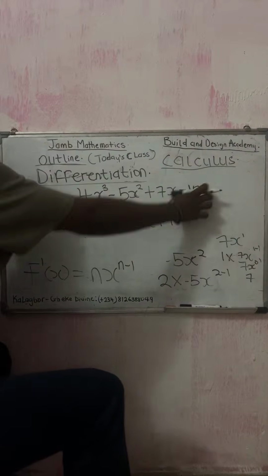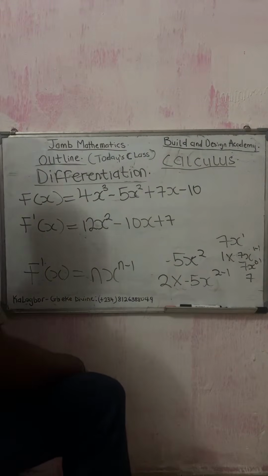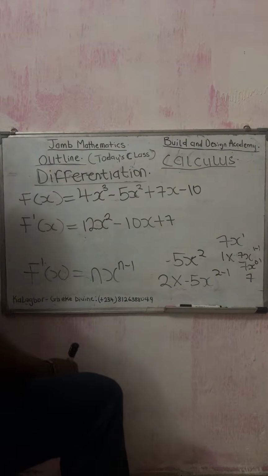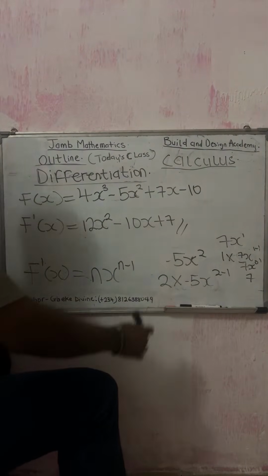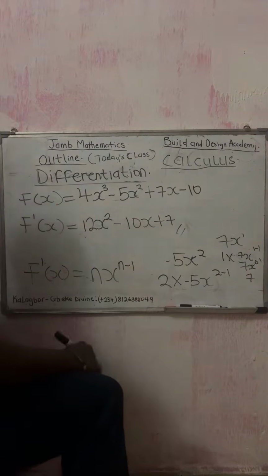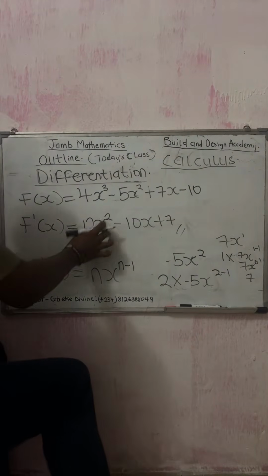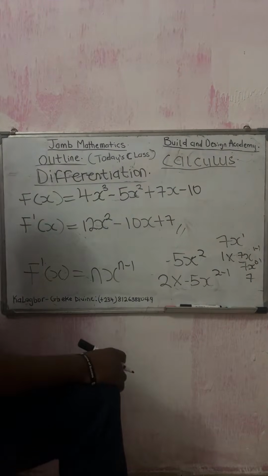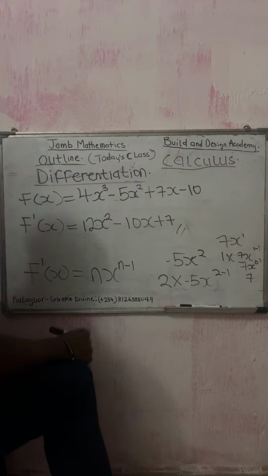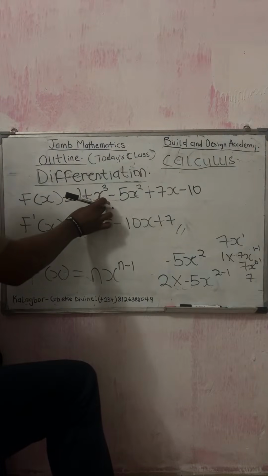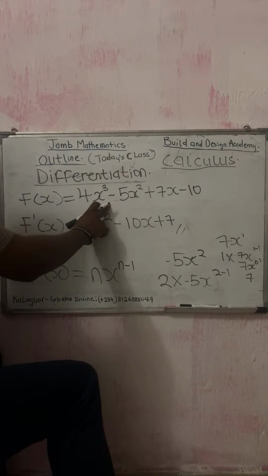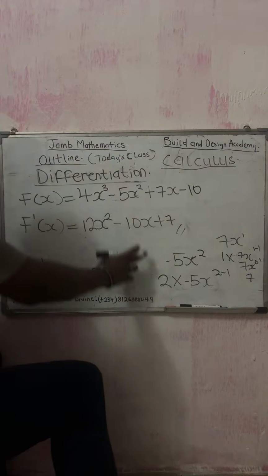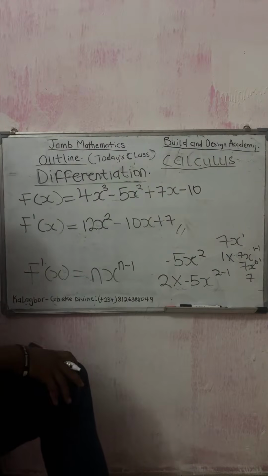Then this is a constant, and if you differentiate the constant, you will get 0. So this will be our final answer: 12x squared minus 10x plus 7. If you notice, anytime we are differentiating, the power of each term is always being subtracted by 1. This one is subtracted by 1. This one is subtracted by 1. So this is why we got this expression.